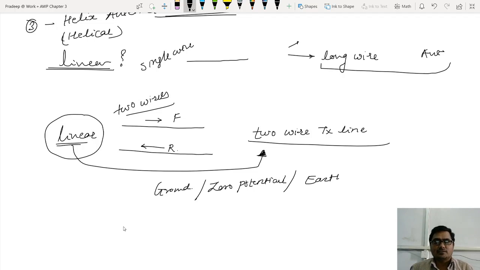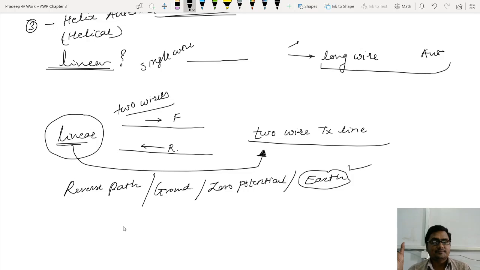Earth. Actually, earth is a pure electrical term. It's not good to use the word earth here. It's correct but not suitable here. So the reverse path or ground signal or zero potential is necessary if you want linear antennas. Agreed? I'll write here reverse path. So one forward and one reverse is mandatory.